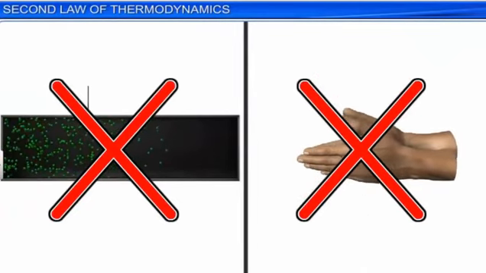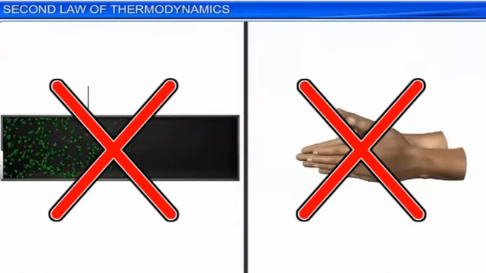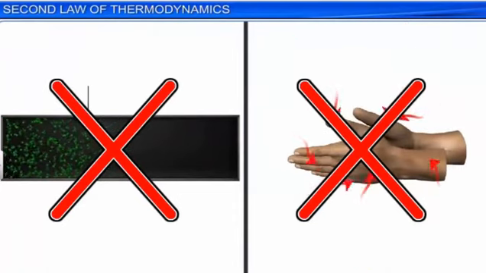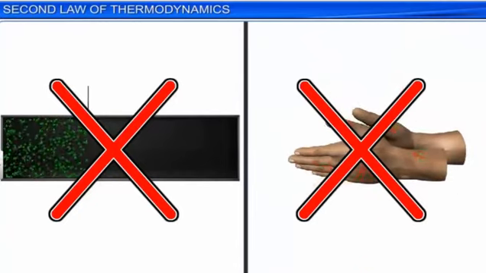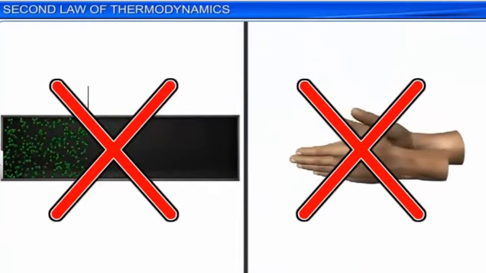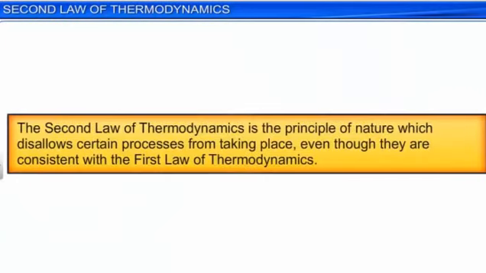Hence, there must be a law of nature that decides whether a given process, allowed by the first law of thermodynamics, actually takes place or not. The second law of thermodynamics is the principle of nature, which disallows certain processes from taking place, even though they are consistent with the first law of thermodynamics.